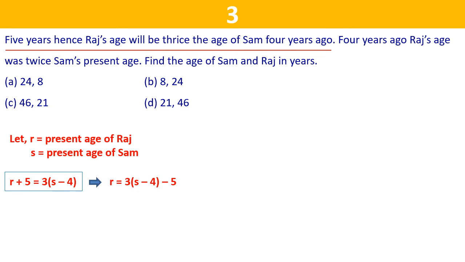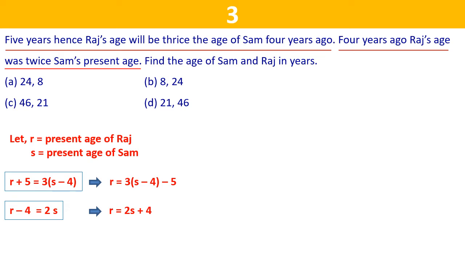Now look at the second condition in the problem, how the equation will be. 4 years ago, Raj's age will be twice Sam's present age. This is what is mentioned. So the equation will be R minus 4 is equal to 2 times of S because it is Sam's present age. This equation can be simplified and written in this form, R is equal to 2S plus 4. As there are two variables, obviously there will be two conditions and two equations to solve the question.